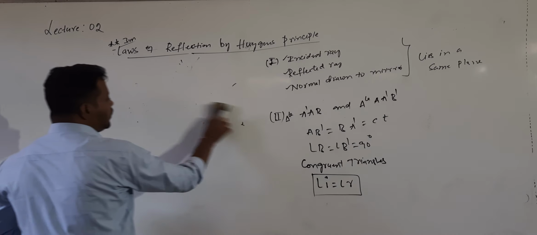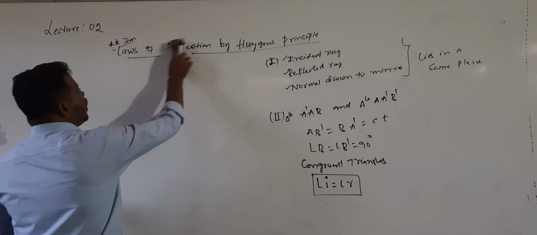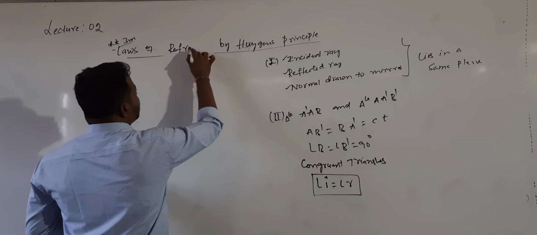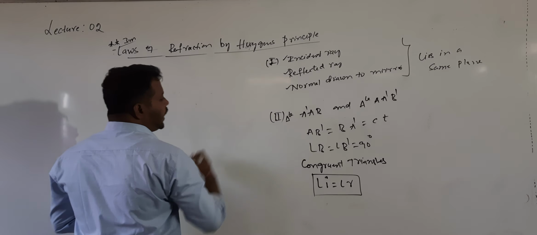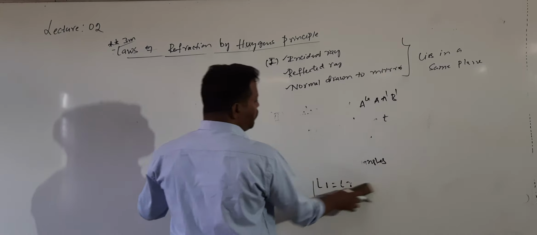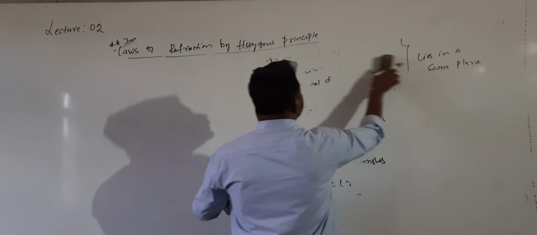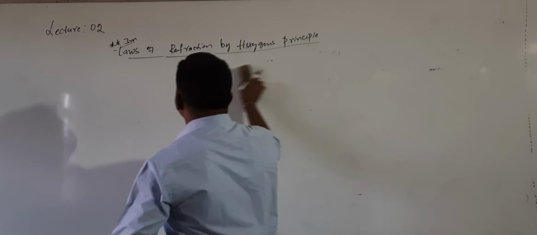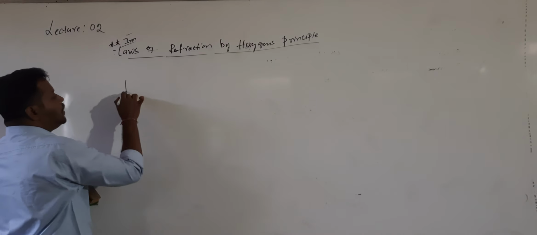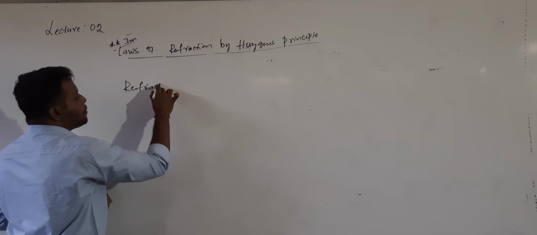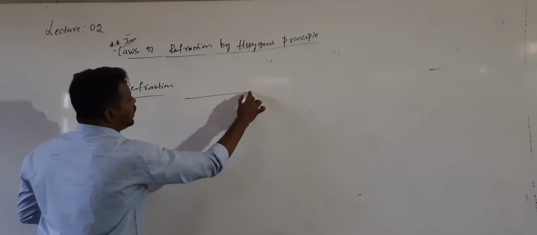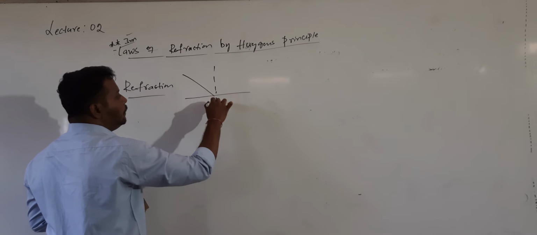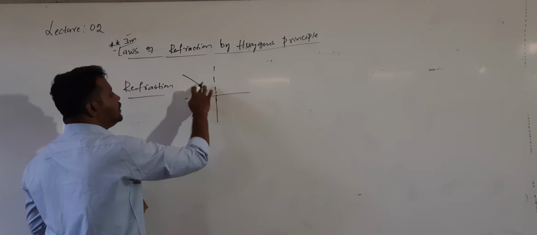So this is how to prove the laws of reflection by Huygens principle. Similarly, now the laws of refraction. One more question we will discuss today is the laws of refraction by Huygens principle. Refraction we have discussed: bending of light when it is traveling from one medium to another medium is called refraction. And what are the laws of refraction? Another important question for 3 marks. Whenever light travels from one medium to another, instead of going in a straight line, light will bend. The bending of light is called what?